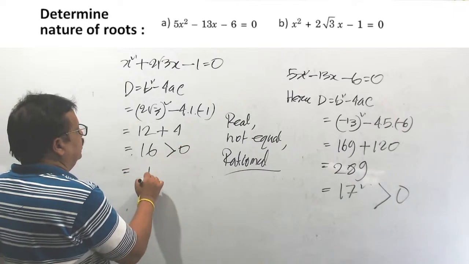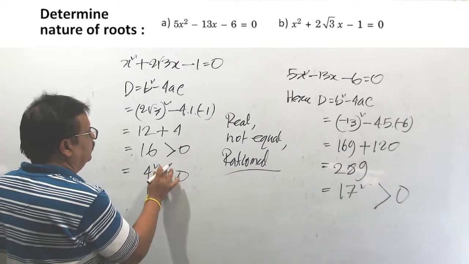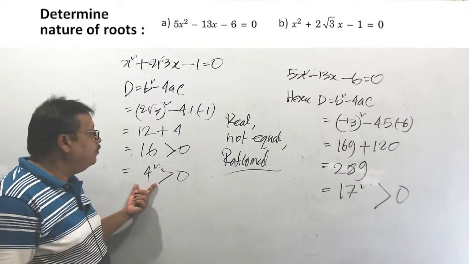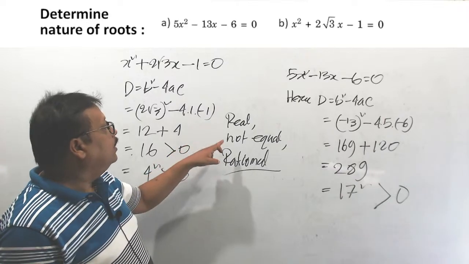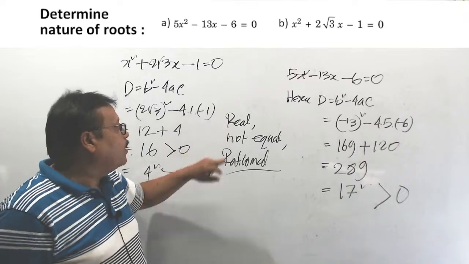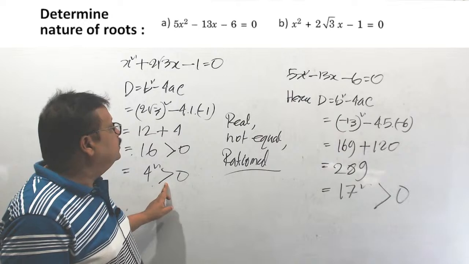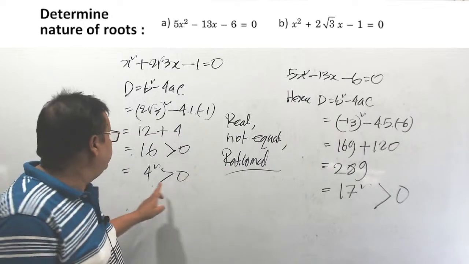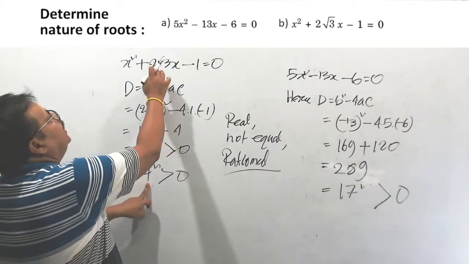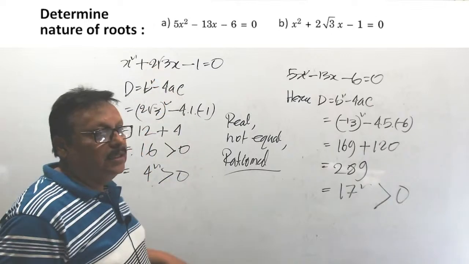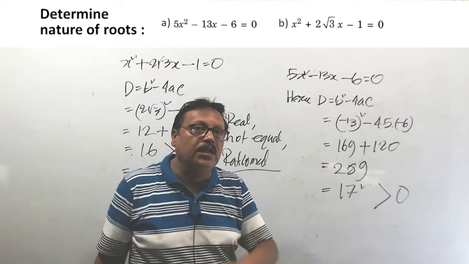That means what? 4 square, greater than 0. 4 square. Of course, it is a square number. So, real, of course, correct. Since it is greater than 0, real, not equal, and rational or irrational? You have to check. See here. Here, b is irrational. Isn't it? Here, b is irrational. It's a very important problem.